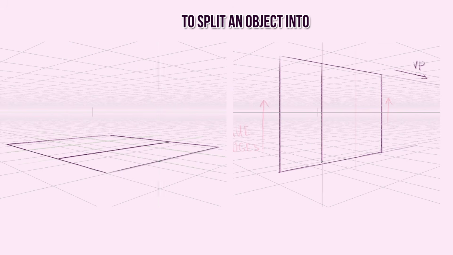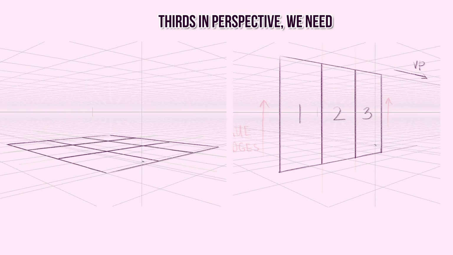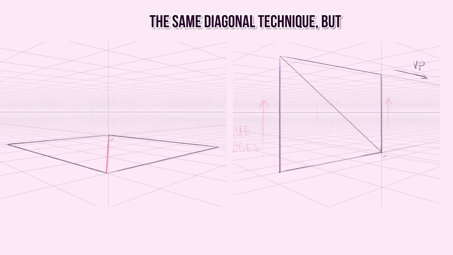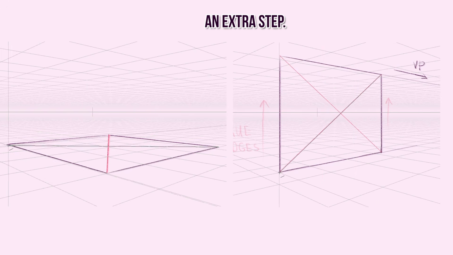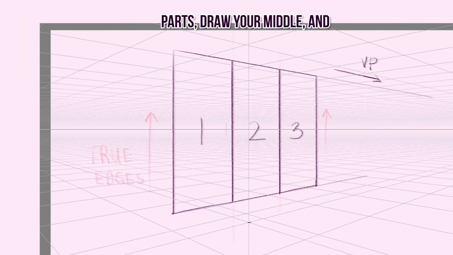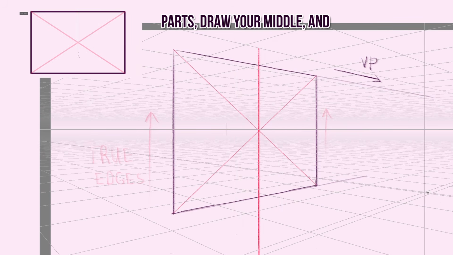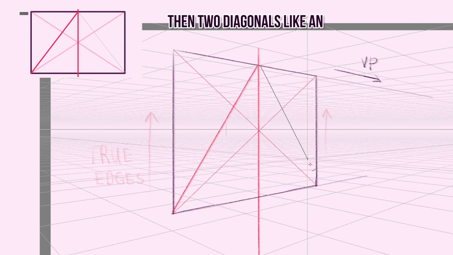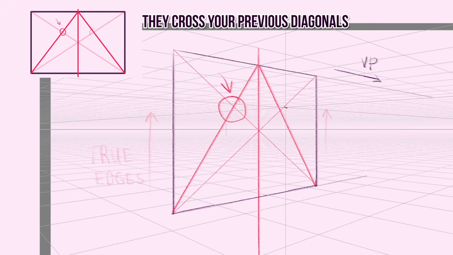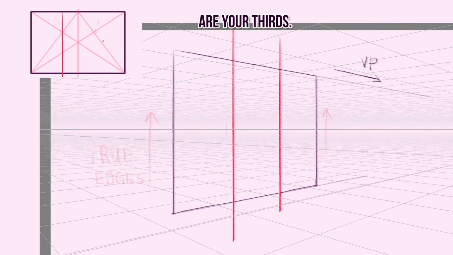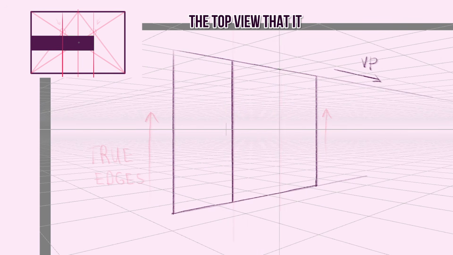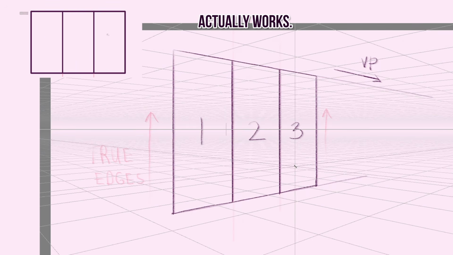To split an object into thirds in perspective, we need the same diagonal technique, but with an extra step. If it is just 3 parts, draw your middle and then 2 diagonals like an arrow. Where they cross your previous diagonals are your thirds. And we can see on the top view that it actually works.